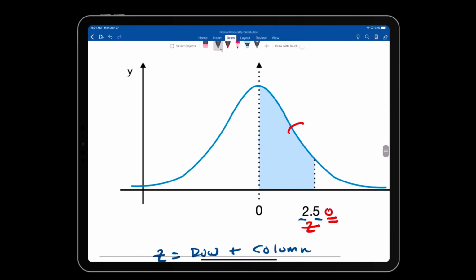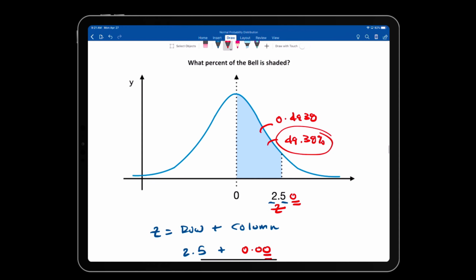So here's our answer, 0.4938. But since they said what percent of the ballot, that's 49.38% of our ballot shaded there. This is by using the tables. So ladies and gentlemen, this is how this was traditionally done. You give this to students. They use these tables, and they're able to answer these questions. Okay, so let's proceed here.